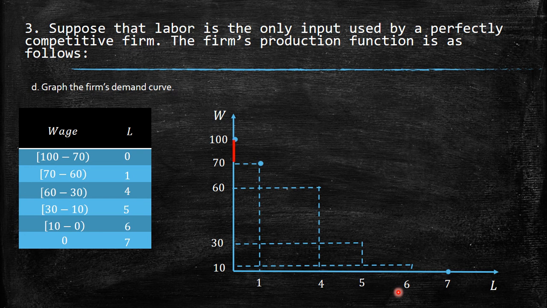Then I just join the points. Here will be the first part, and we can understand that because if the wage is from 70 to 100, I won't hire anyone. And then this one should be to 1, then to 4, to 5, to 6, and 7.